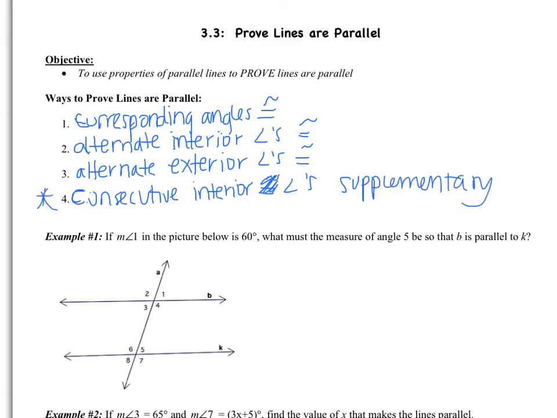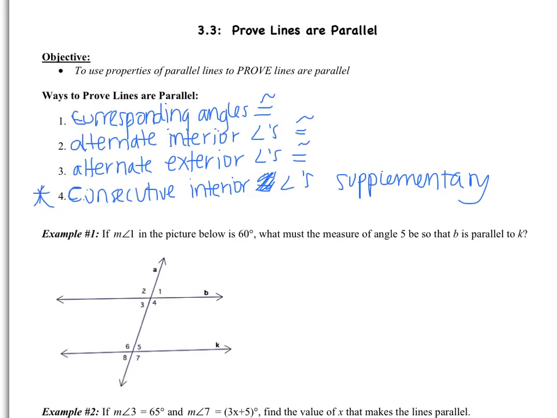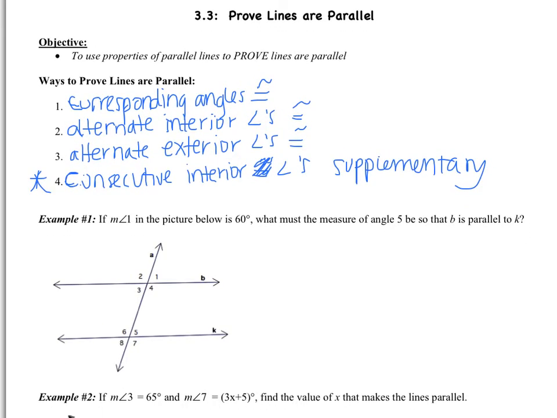So remember that this fourth property is the one that's different. The consecutive interior angles are the only ones that are supplementary. The corresponding, alternate interior and alternate exterior should all be congruent. So using these properties, let's look at example 1.